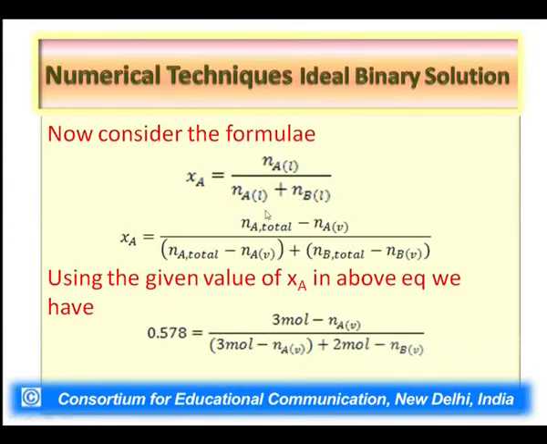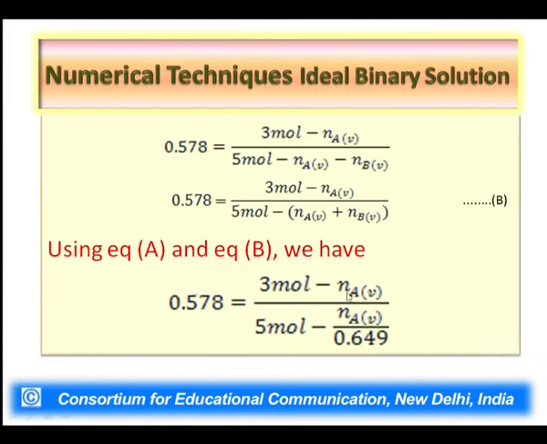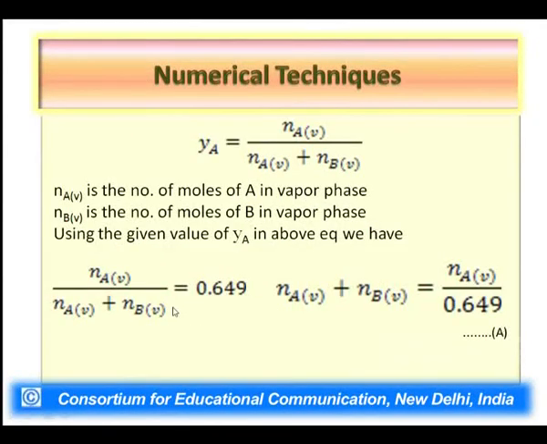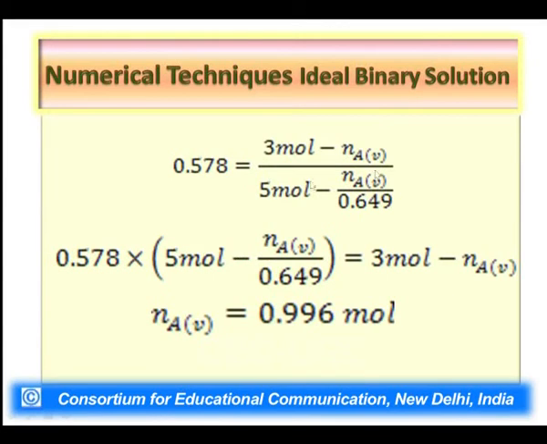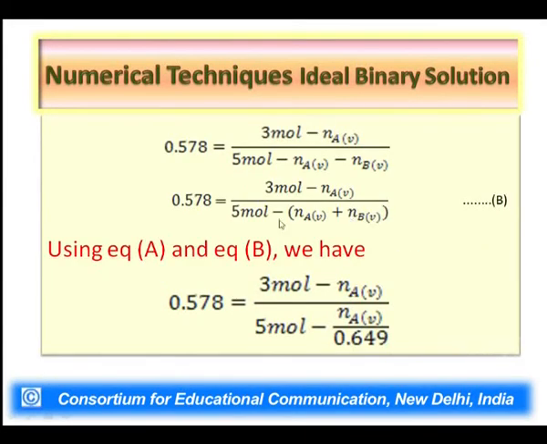NaV is just like that, and Na total equal to 3 mole minus NaV, divided by 3 mole minus NaV plus 2 mole minus NbV. Again, we have this formula which we can rearrange, and here we have NaV plus NbV. The equation we developed earlier from the first formula is NaV plus NbV equal to NaV by 0.649. So, now we can substitute in this formula the equation B, which we have got now. Here, in place of NaV plus NbV, we can put NaV divided by 0.649.